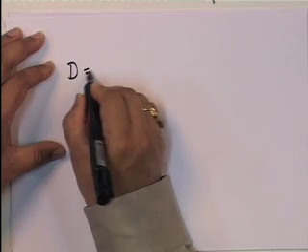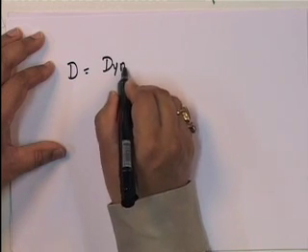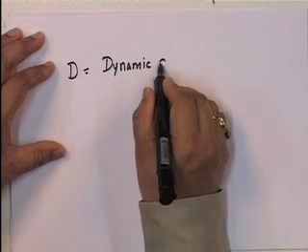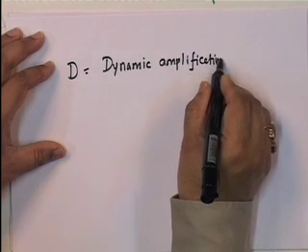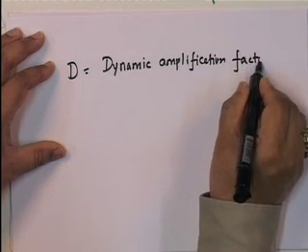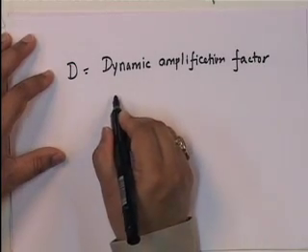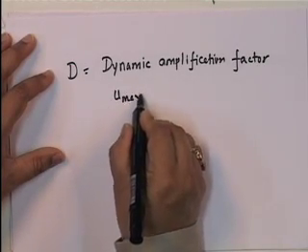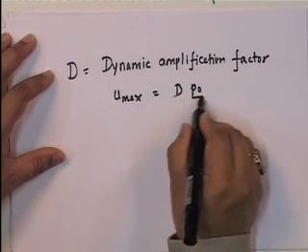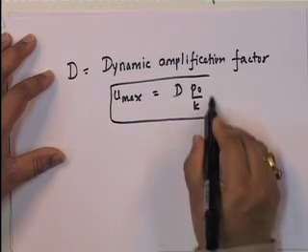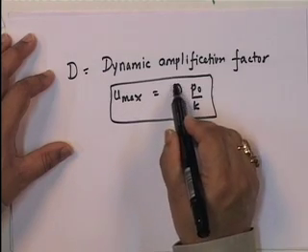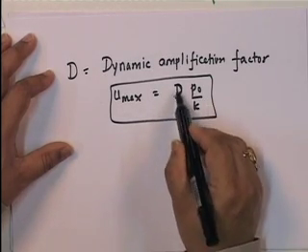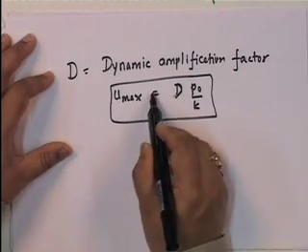So, therefore, d is known as the dynamic amplification factor. Obviously, why? Because U max is equal to d into p naught upon k. So, this is the static, and the U max to the dynamic load is given by d into p naught upon k. So, this is the dynamic amplification factor that gives us the peak load.